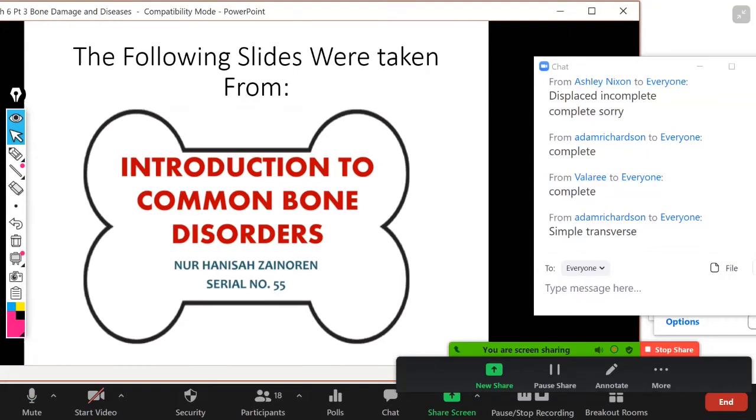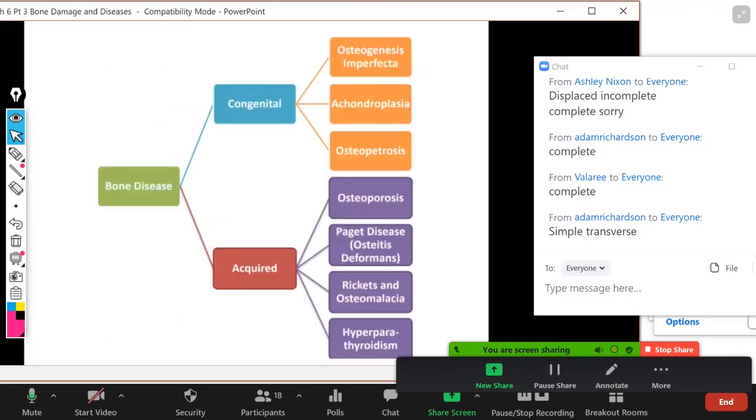Okay. Next, I want to talk to you guys about a few different bone disorders. So these are diseases and disorders. They fall into 2 categories. There are congenital disorders and there are acquired.